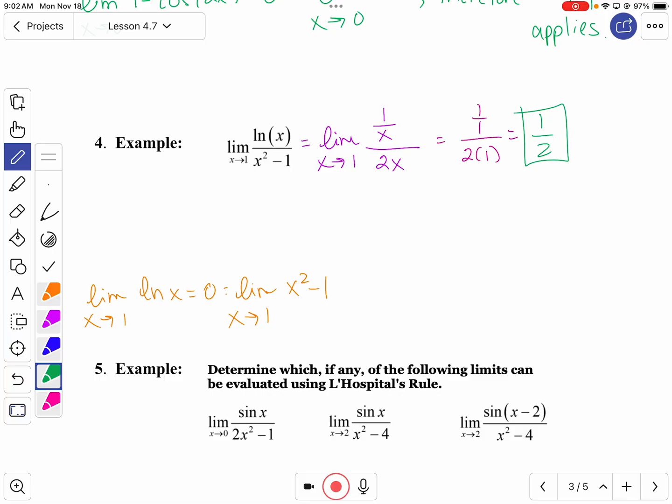So it has to be 0 over 0 or infinity over infinity. Y'all try 5.